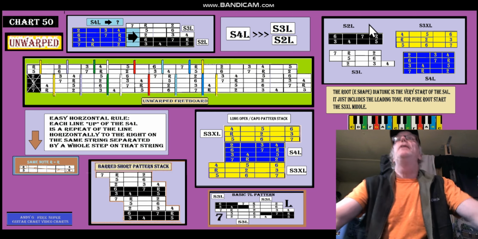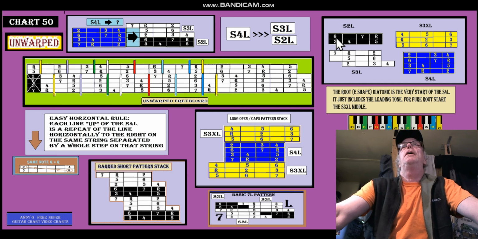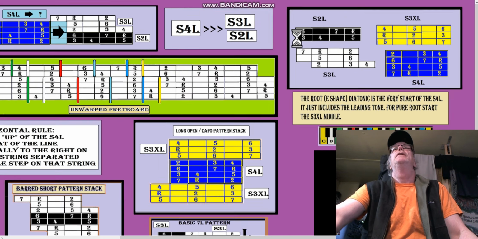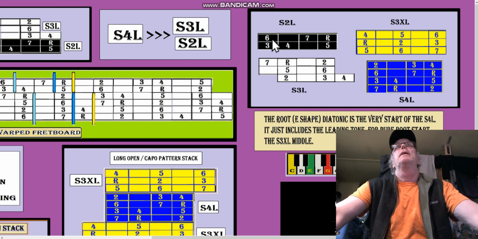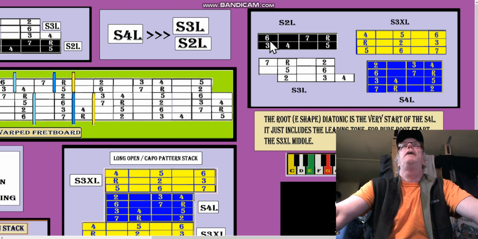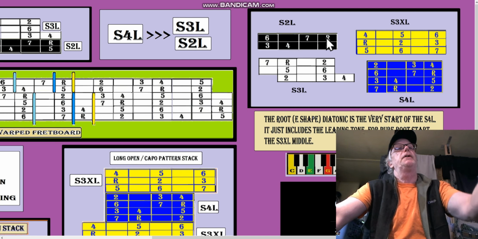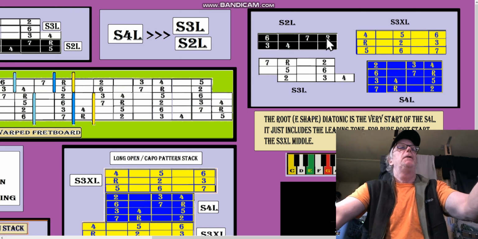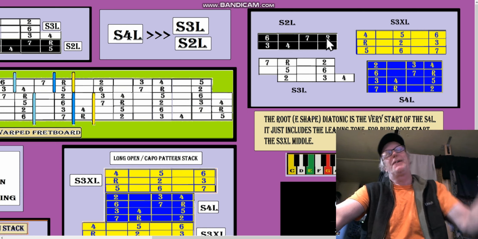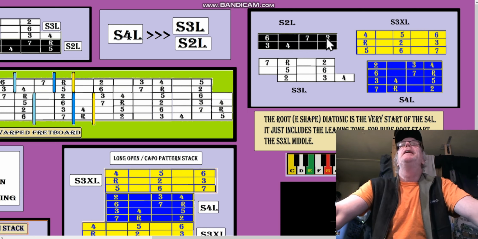We have the staccato long, which is 3, 4, 5, 6, 7, root in any key. It's just 3, 4, 5, 6, 7, root. Sounds like Santa Claus is coming to town, right? Better watch out. That was a little while ago.